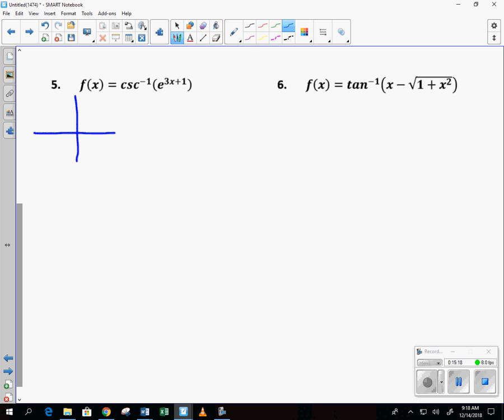Okay, so I've got cosecant inverse of u. I've got e to the 3x plus 1. Do you remember the derivative of e to the 3x plus 1? 3e to the 3x plus 1. That's awesome. Due to the chain rule: e to the u, 3x plus 1. Derivative is 3. E to the u, 3e to the 3x plus 1. Boom.